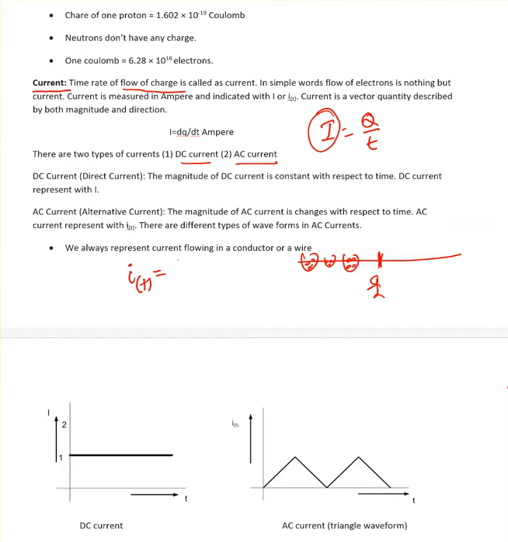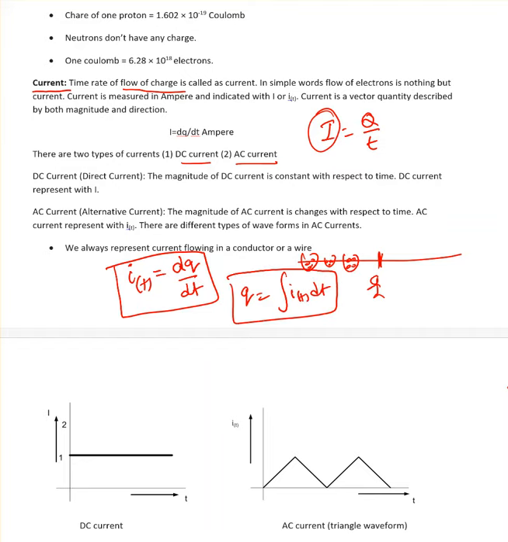So I of t equal to dq over dt. This is the formula we're going to use a lot. So if you want to find the charge, Q equal to integral of i of t dt.